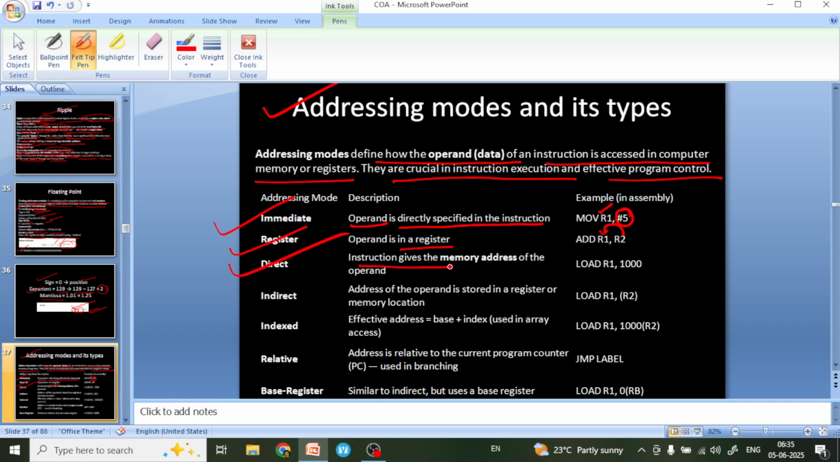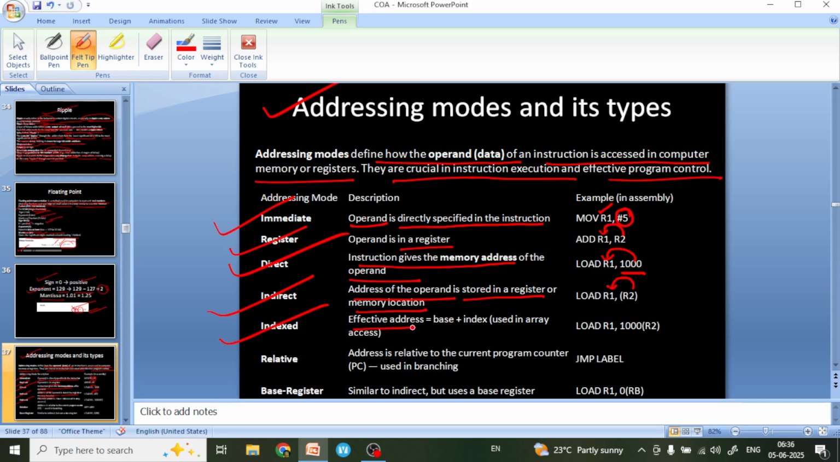Direct addressing gives the memory address of the operand. In this, the value 1000 is the address, and the instruction loads it into the R1 register. In indirect addressing, the address of the operand is stored in a register or memory location, meaning R2's address is stored in R1, loaded into the R1 register.